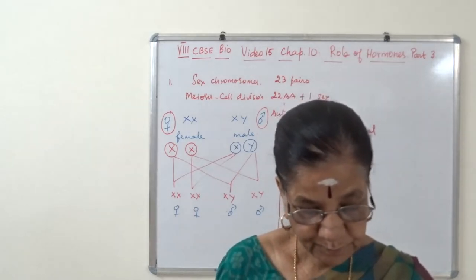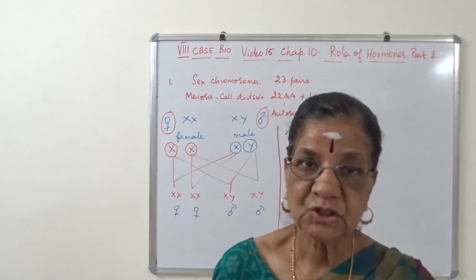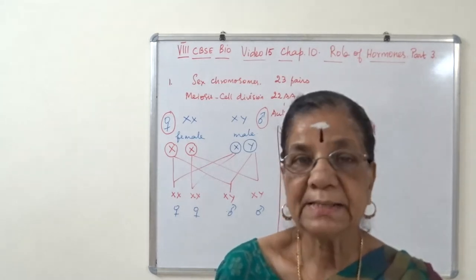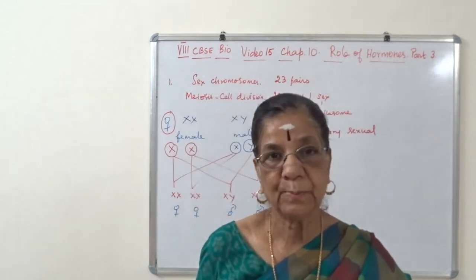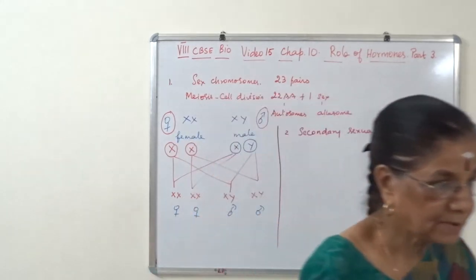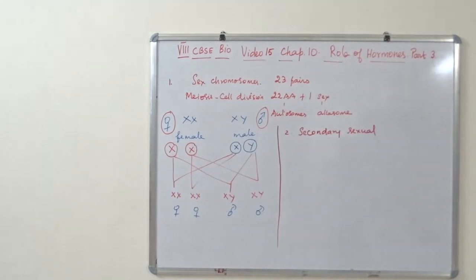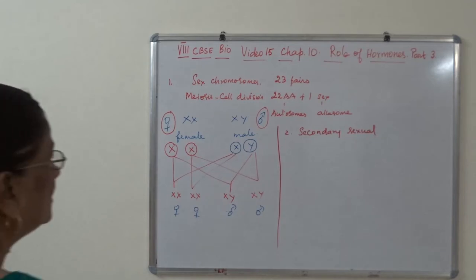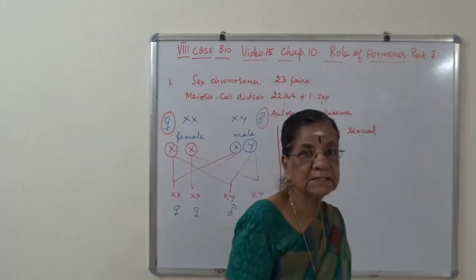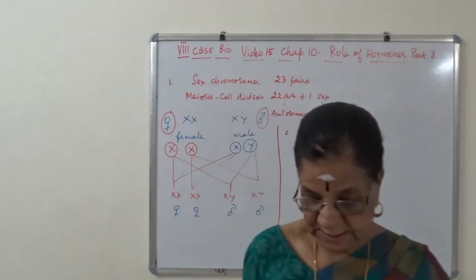Then this change is called Adam's apple. In boys, it is known as Adam's apple. Just to recollect, these are the secondary sexual changes in boys. So this is for secondary sexual characters in boys.